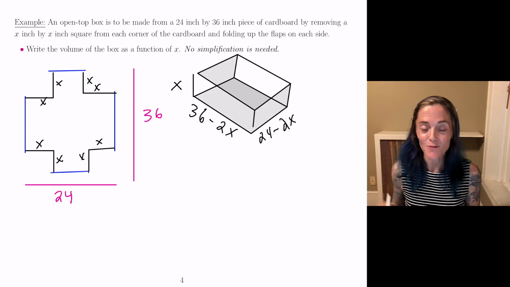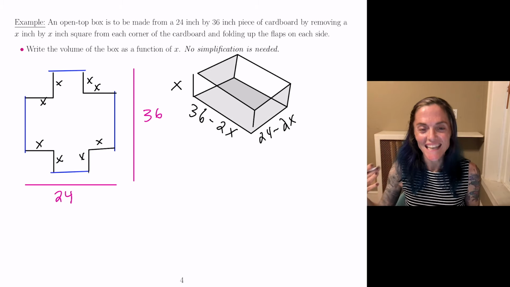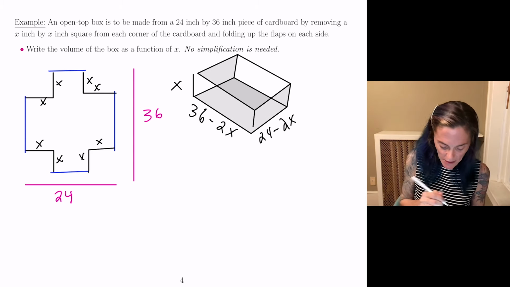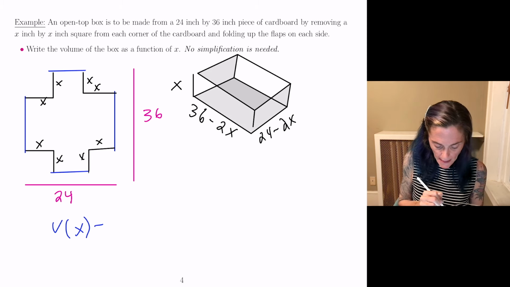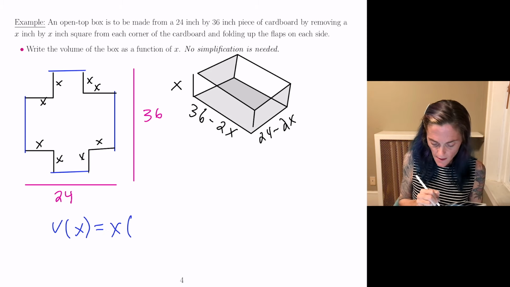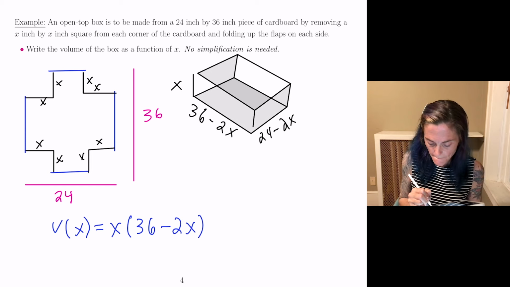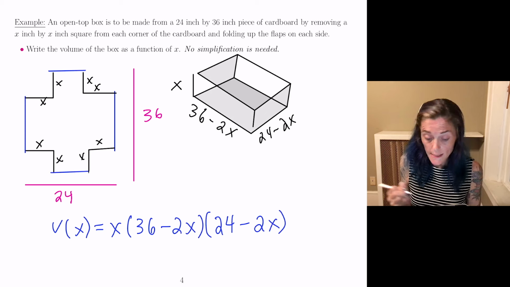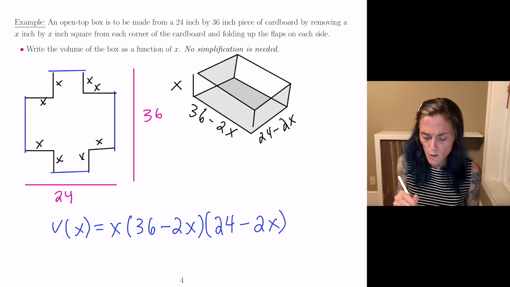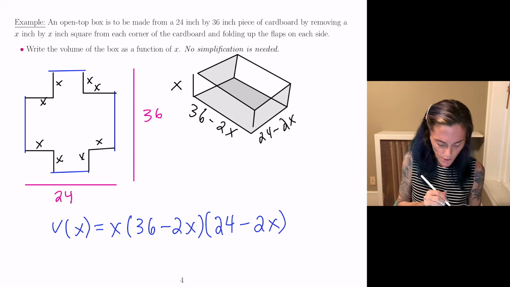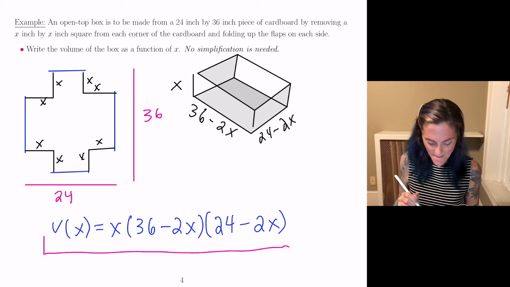So now we just need to write the volume as a function of x. Okay, this we can do. The volume as a function of x. Well, we can take the height times the area of the base. And you can multiply all of this out if you'd like, but it says no simplification needed, so I will just leave it.